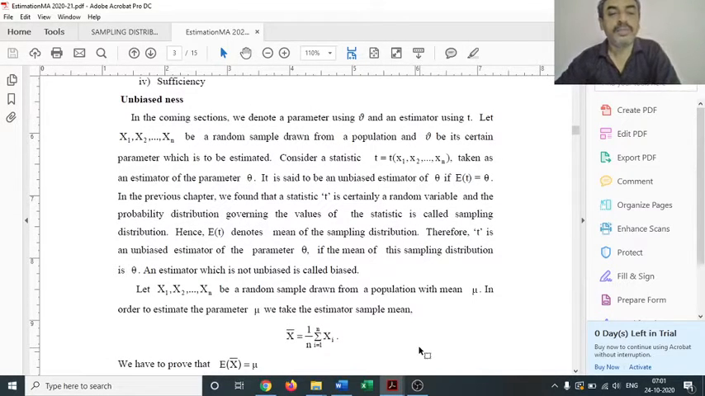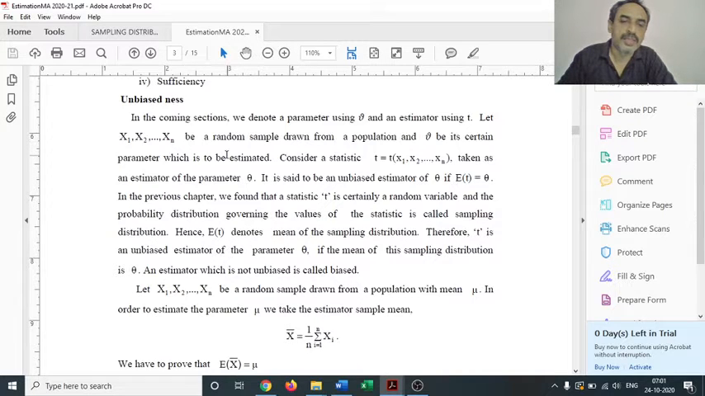Now we will discuss the various properties of a best estimator one by one. The first property is unbiasedness. In the coming sections, we will denote a parameter using theta and an estimator using t. Clearly, a parameter theta is a function of the entire values of a population, while an estimator t is a function based upon the values or the variables representing the sample. An estimator is therefore actually a statistic.